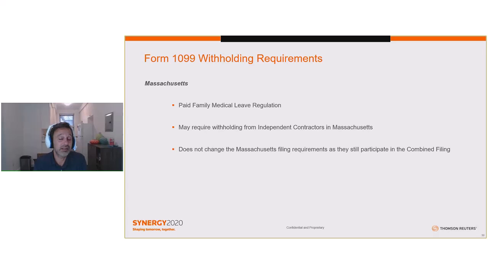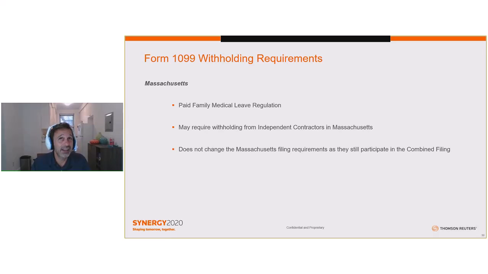Now, Massachusetts is part of the federal combined program, but you may have a withholding requirement to Massachusetts. There are a number of rules around this. You are actually, for your independent contractors in Massachusetts, supposed to reach out to them proactively to see whether or not they would like to have this paid family medical leave taken from their payments. If they do, you will be required to withhold it.